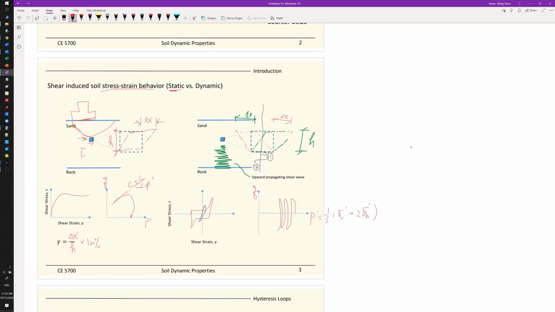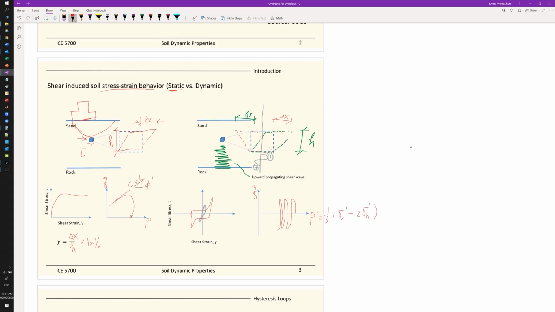This is beyond the scope of the geotech earthquake class. So I don't expect you to know too much about the stress path under the dynamic loading. But what I do need you to get out of this is the big picture, the transition from static loading to dynamic loading. What kind of loading is on the soil elements, and what should you expect to see?